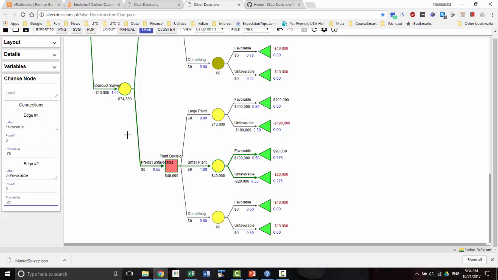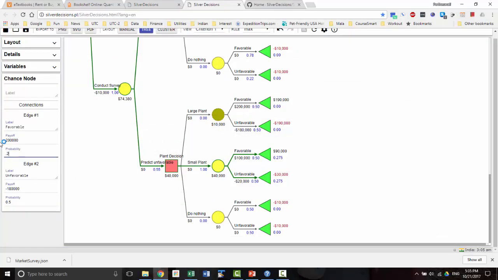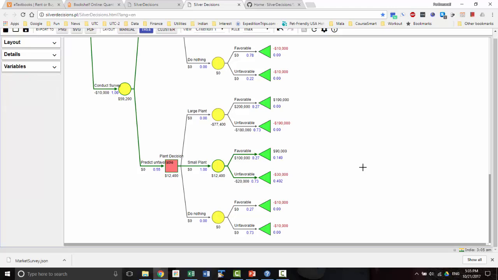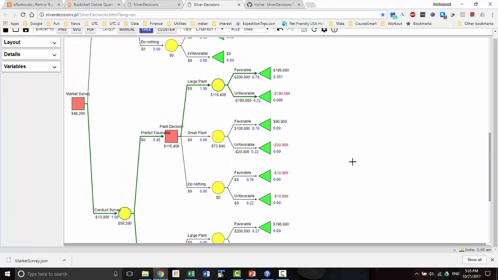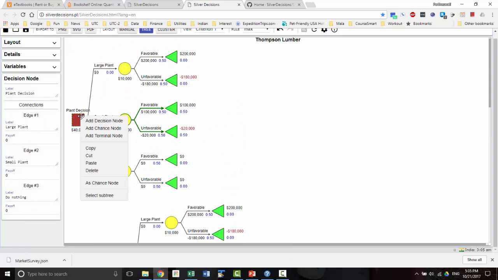Now if the market survey predicts unfavorable, then the probabilities are 27 and 73. So it should be 0.27 and 0.73. 0.27, 0.73, and 0.27, 0.73. All right, so now we have completed. We don't need this anymore, so I'm going to cut this out, get it out of the way.